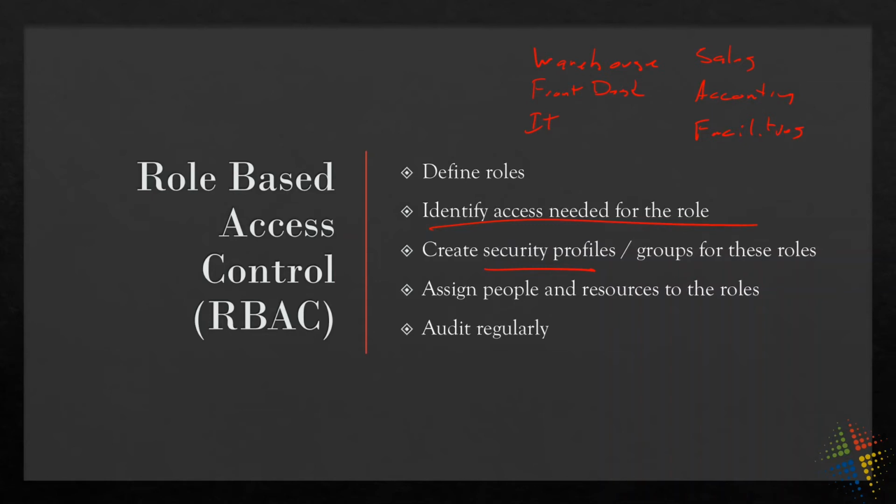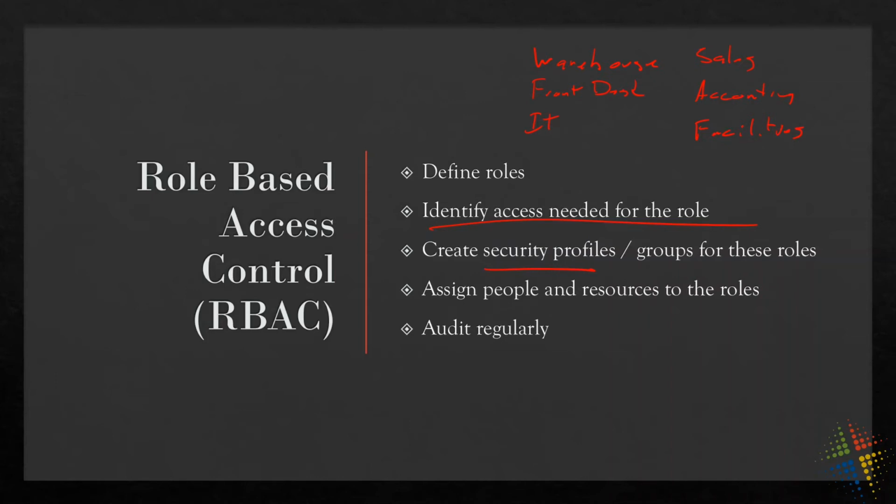And this is the hard part with role-based access controls, is you have to go through and you have to identify all of these, and it is kind of an iterative process. If you think you're going to get it right on the first pass, you're fooling yourself. But you create these security profiles or groups, and then you assign people and the resources into those profiles, roles, groups, however you want to call them, and so that people who are in those groups can access those resources.